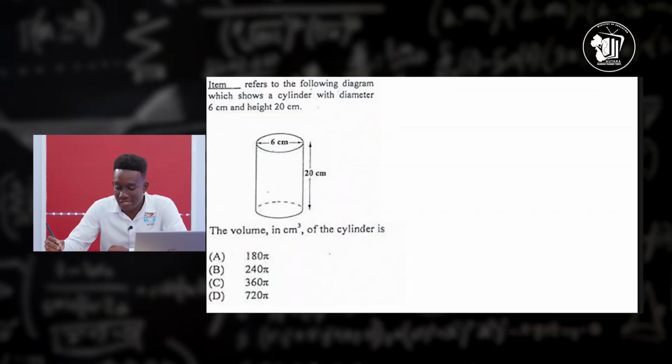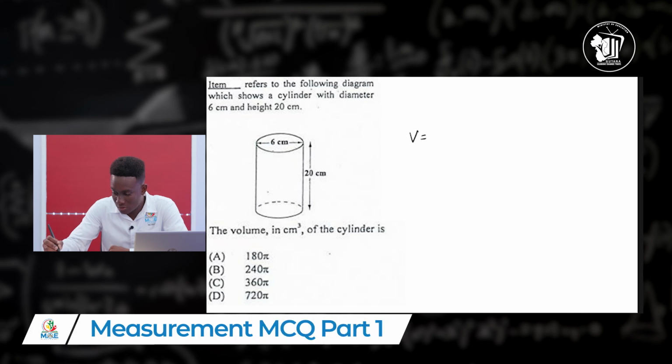And this question says the item refers to the following diagram, which shows a cylinder with diameter 6 cm and height 20 cm. The volume in cm cube of the cylinder is, so I want to find the volume of the cylinder. I know to find the volume of any cylinder, volume is equal to the area of the base. In this case, the area of the base is a circle, so it's pi r squared multiplied by the height.